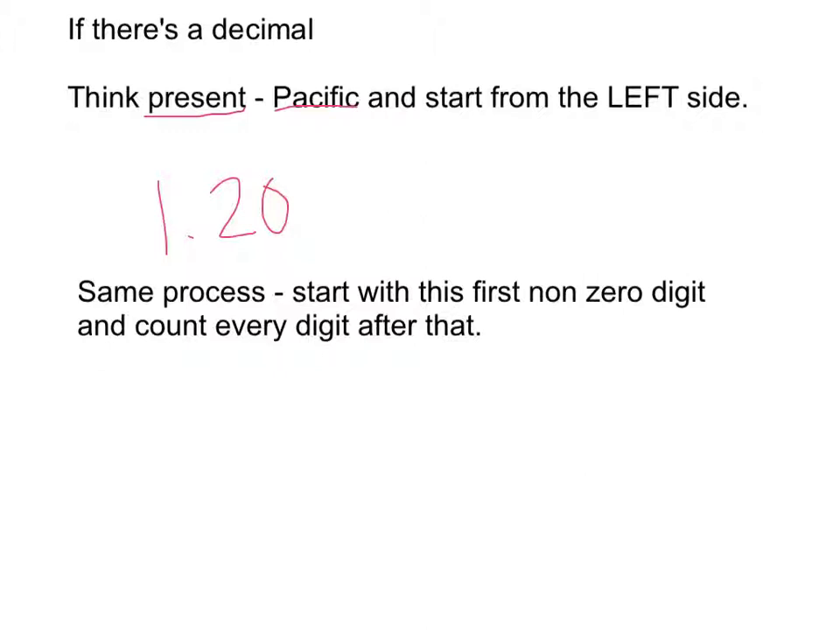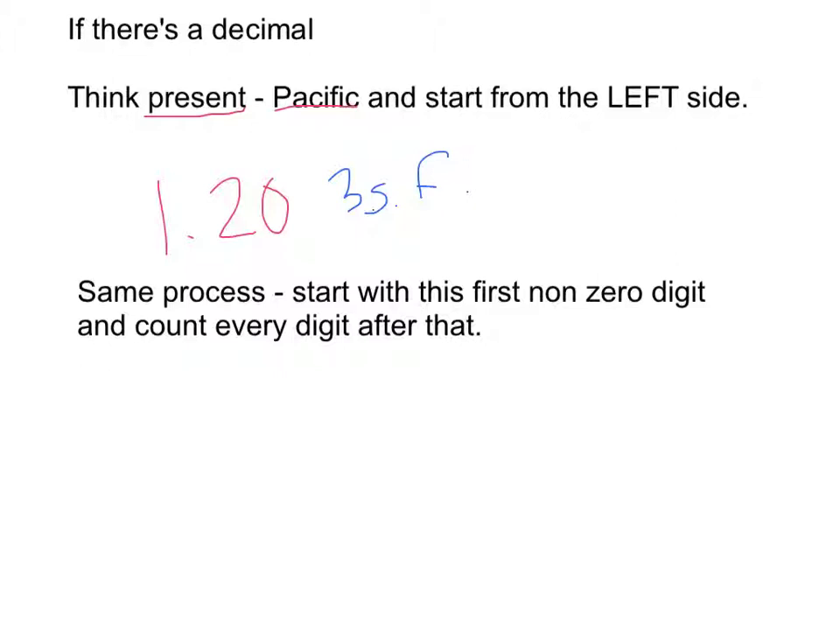Let's stick with this 1.20 we've got. Decimal present, so we'll start on the Pacific side. Start with the first non-zero digit, which would be the 1, and count every digit after that. So 1, 2, 3 sig figs in 1.20.